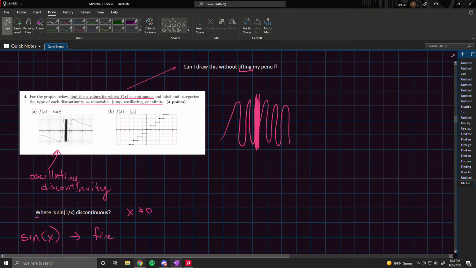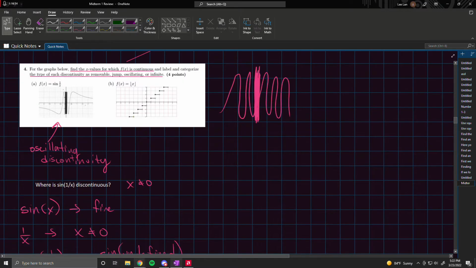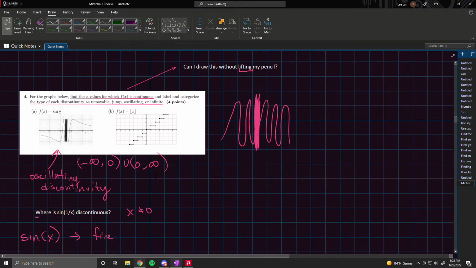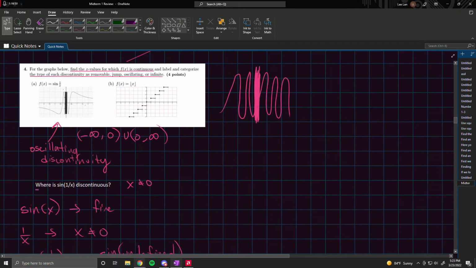So find the values for which f of x is continuous. If you wanted to write it as a domain, that will be negative infinity to 0, union 0 to infinity. And then for b, all right, what is b? Well, it's some sort of a step function, right? Let's label it. I think it is a jump discontinuity.